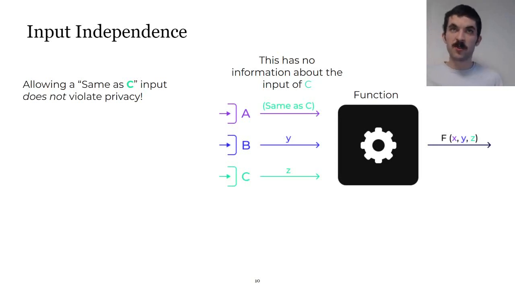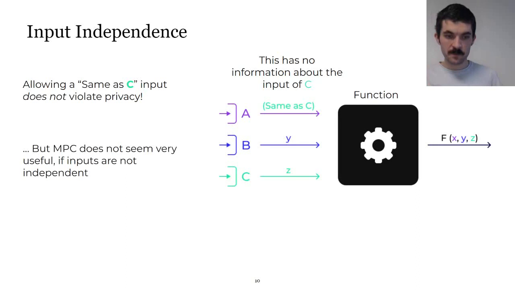Or put differently, we can have an MPC computation that is perfectly private, that still allows people to input the same as other parties. If we do that, we have something that is private but not input independent, and there are a lot of applications where it becomes hard to see why they would be interesting to compute in MPC. An obvious example would be an auction.